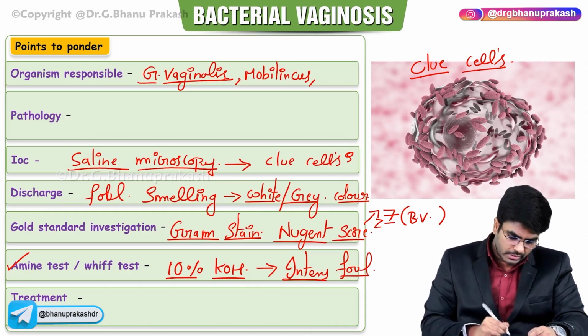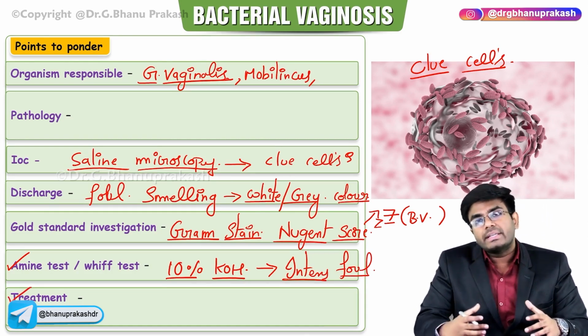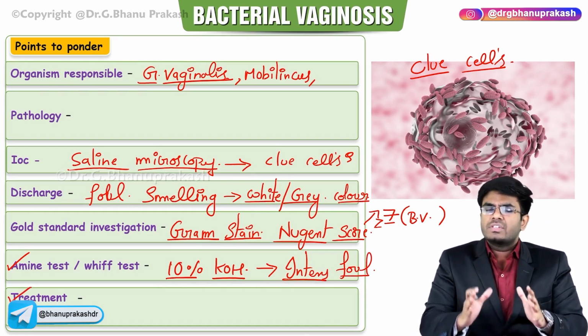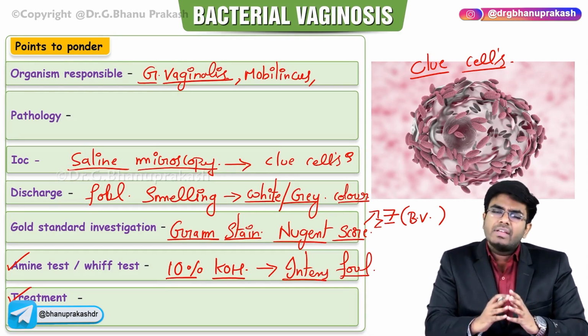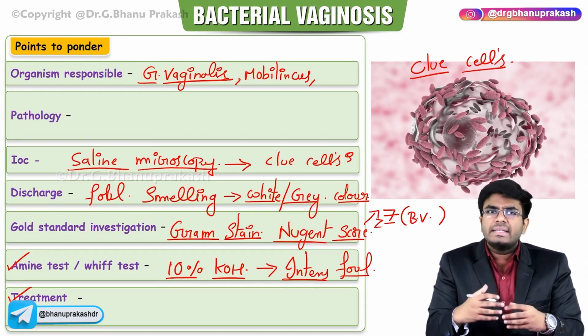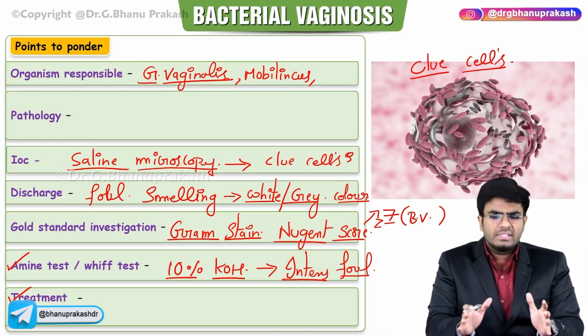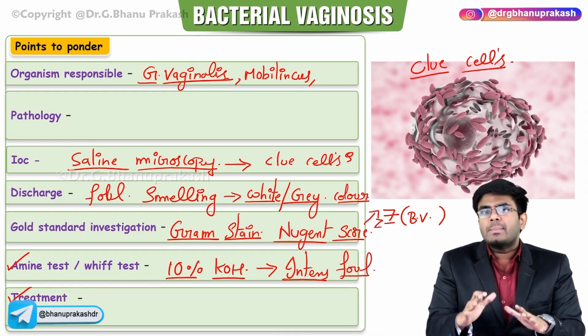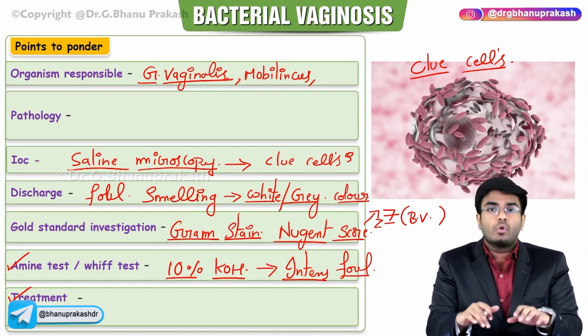Now let's talk about the treatment. How do we treat bacterial vaginosis? Guys, first of all, tell me, is bacterial vaginosis because of some sexually transmitted condition? No, this is not related to sex. This is because of some alteration in the vaginal flora.